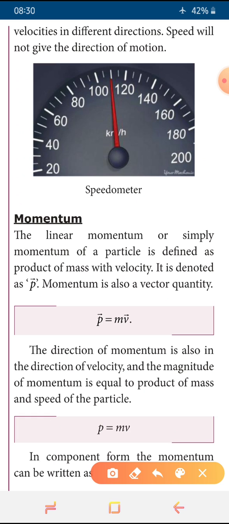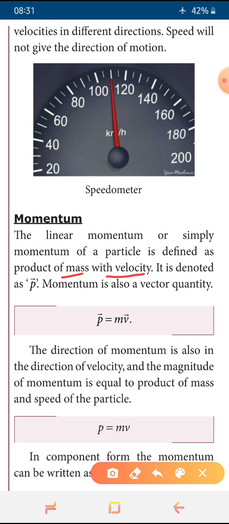After that we are moving to the topic momentum. You would have studied momentum in 10th. What is momentum? It is nothing but the product of mass and velocity. So what is the definition? Momentum is nothing but, or we can say, linear momentum.